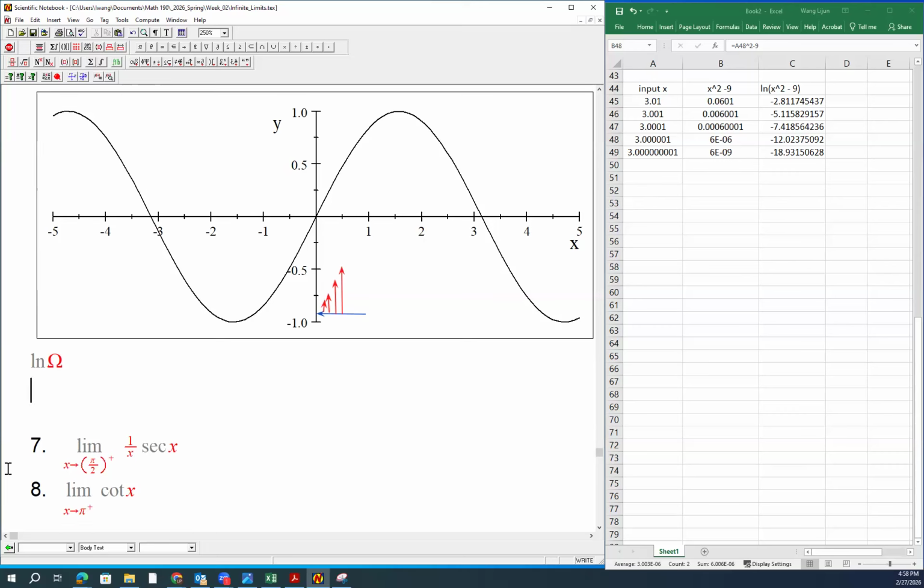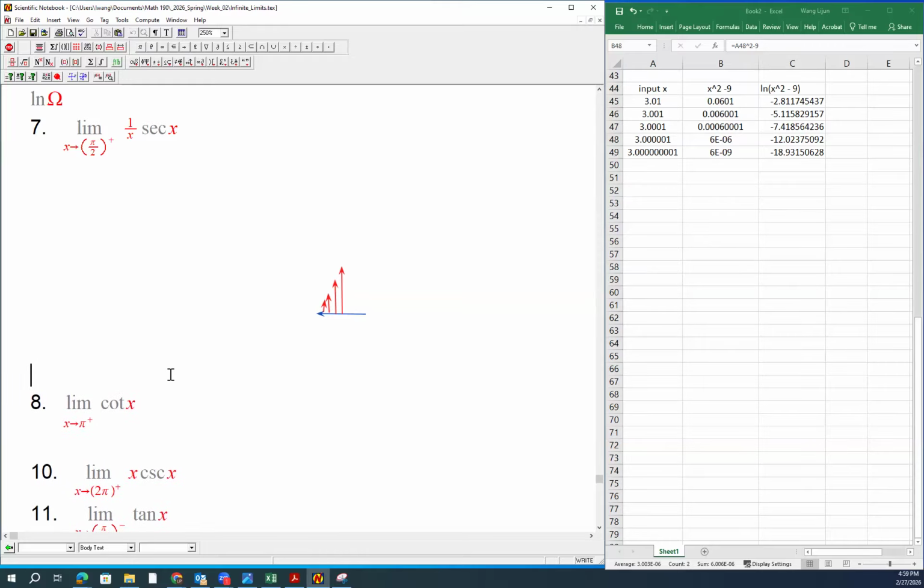All right. So let's look at number 7. For number 7, we have two functions in this process. Let me clean this up. One is 1 over x, and one is secant x. For those of you who are not familiar with secant x, no big deal. You could use the relationship that secant x is 1 over cosine x.